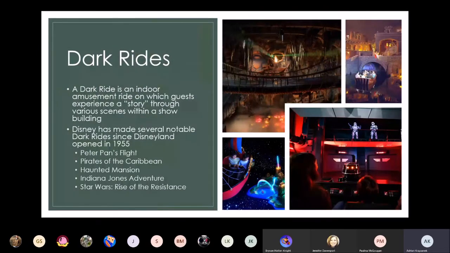So a dark ride. A dark ride is an indoor amusement ride on which guests experience a story through various scenes within the show building. Disney uses this quite often on their rides, and they like using them because they can control your sights, the sounds, even the smells and touch.